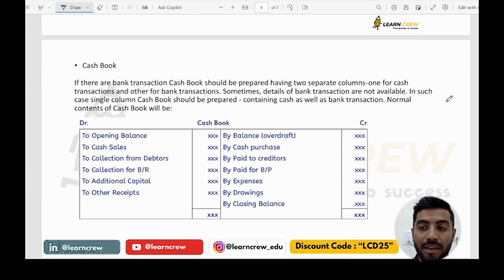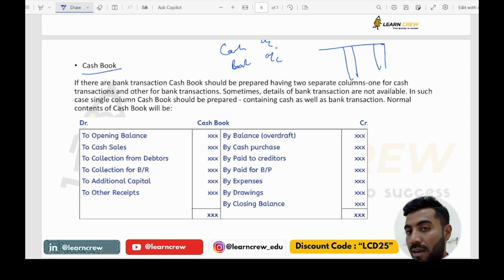Then coming to the cash book. The cash book is very important in incomplete records accounts. If there are bank transactions, the cash book should be prepared with two separate columns. Either you can prepare a two-column cash book, or you can prepare a cash account and a bank account separately if both balances are given. If not, you can just prepare one account together, or else you can prepare a columnar cash account.